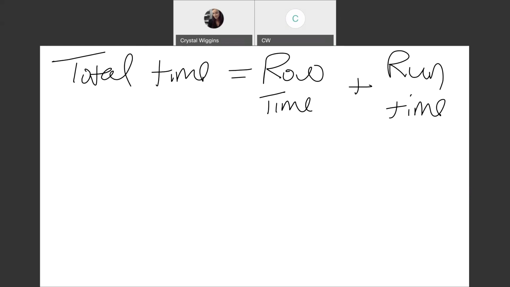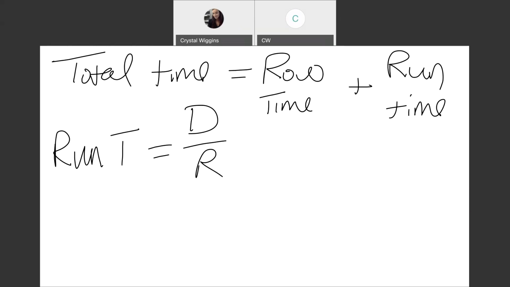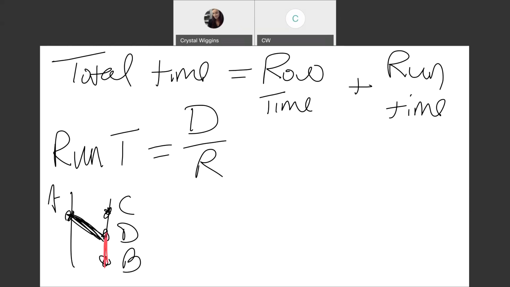Okay, runtime. We have decided that the runtime is equal to the distance that you'd be running over the rate that he can run. Recall in the picture, here's A, here's C, here's D, and here's B. This is the row time, and wherever he stops off of rowing is the run time in red. Recall, the distance between D and B we said was the total distance 8 minus x, where x represents the distance between C and D. So that's the distance, 8 minus x.